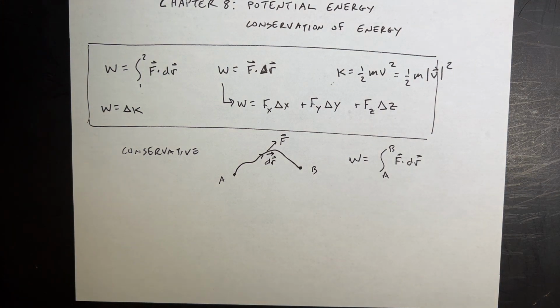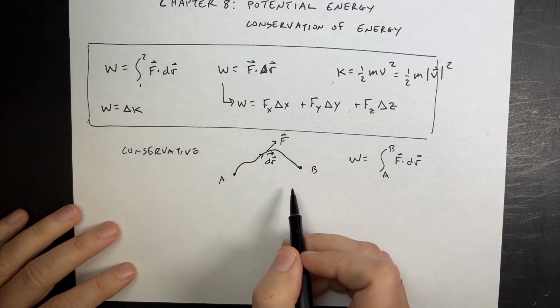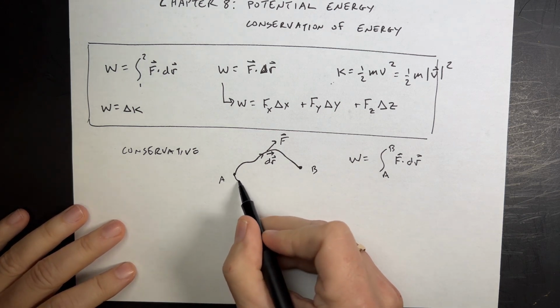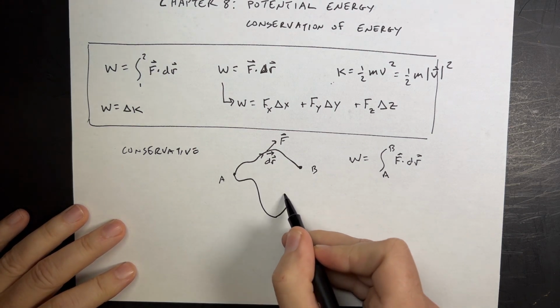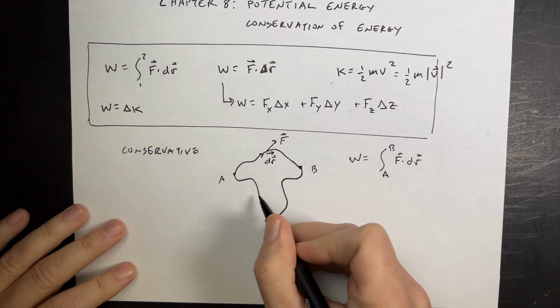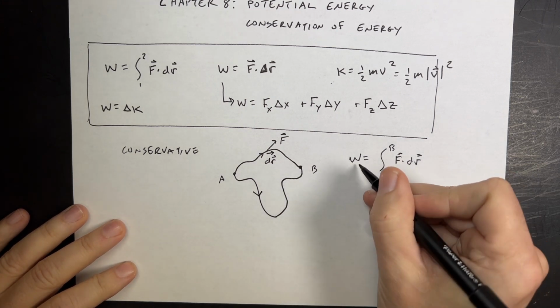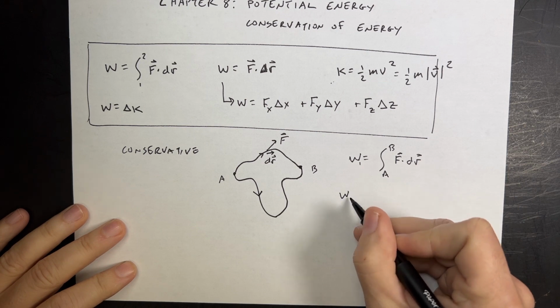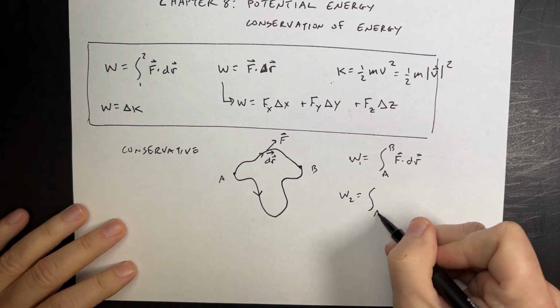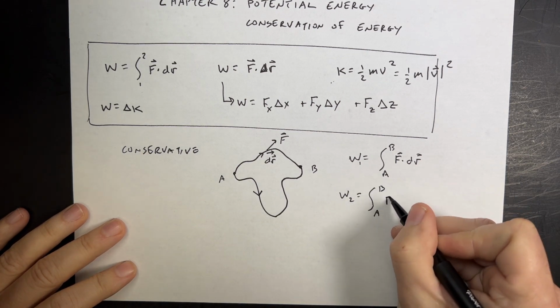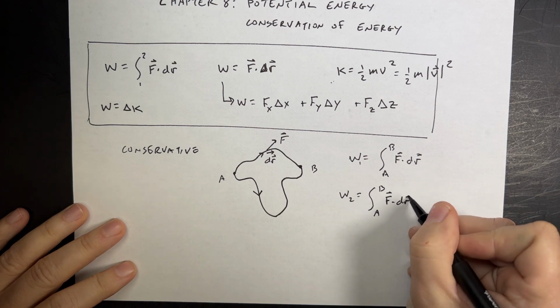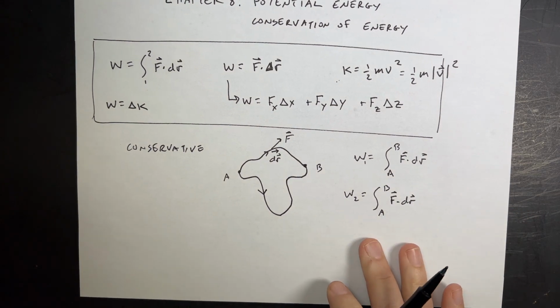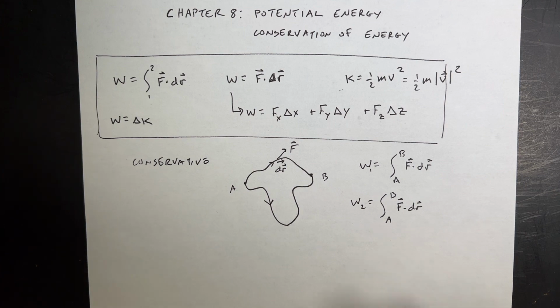Now, suppose that I do this integral from A to B, but I choose a different path. I go this way. And again, let's call this work 1. Let's call this work 2. It looks the same here because we write it the same, but this could depend on the path of the particle.